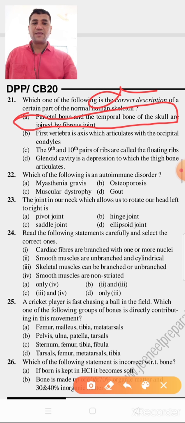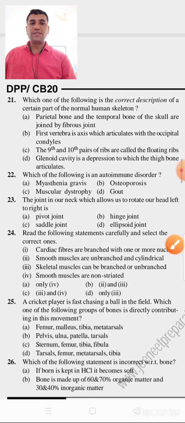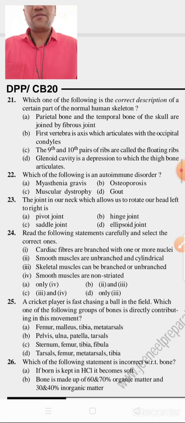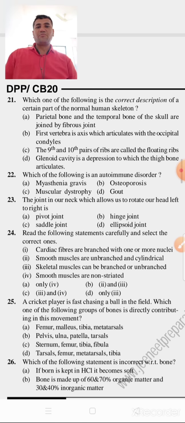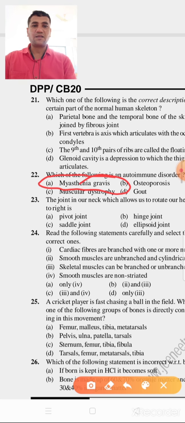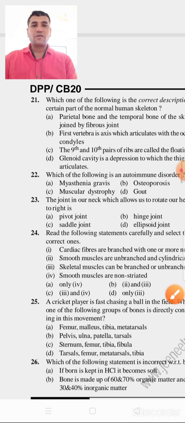Which of the following is an autoimmune disorder? Already we know that myasthenia gravis is an autoimmune disorder because of its self-destructive immune system. Myasthenia gravis.